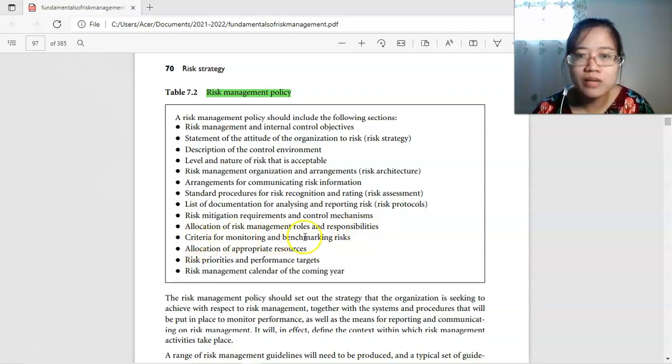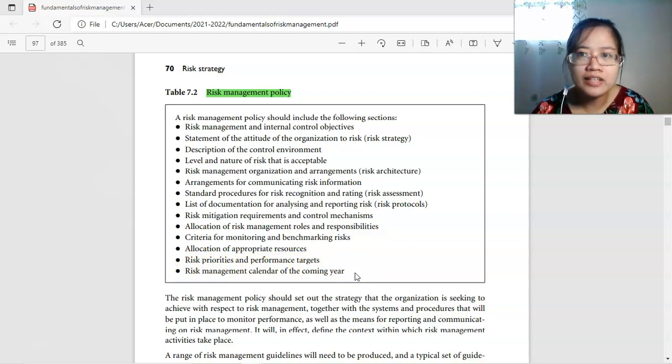Criteria for monitoring and benchmarking risk. Para may guidelines din naman. Hindi na masyadong mahirapan kasi naka-set out na itong criteria. Allocation of appropriate resources, and risk priorities and performance targets. So, siyempre, prioritize mo yung pinakamalaki ang magiging impact to the company. And then yung performance, did we do well or na-achieve ba natin yung goals or hindi? Did we go below or above? Risk management calendar of the coming year.